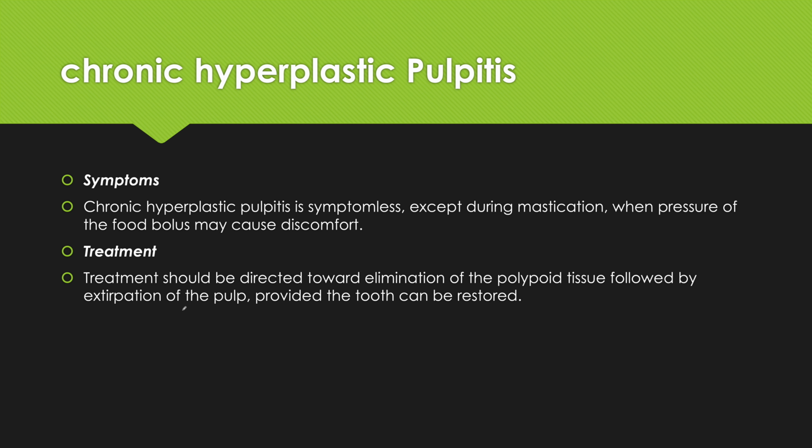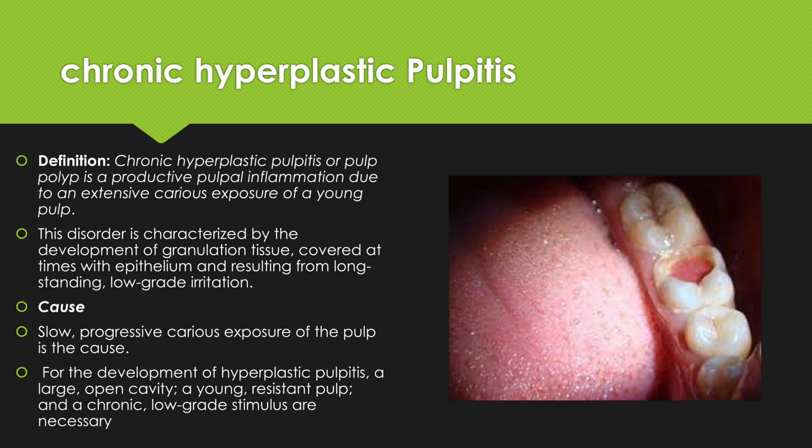Treatment should be directed towards elimination of polypoid tissue, followed by extirpation of pulp, and we have to make sure the tooth can be restored, because as you can see in this diagram, normally there is a very big cavity, and sometimes the walls are very thin and restoration is not possible.